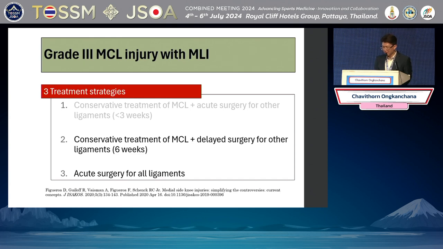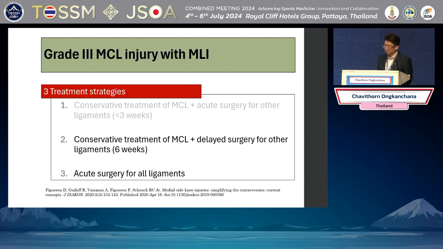Three treatment strategies have been proposed for this situation. The first one is to treat the MCL conservatively while performing acute surgery for the other ligaments. This strategy has decreased in popularity recently due to the discordance of the rehabilitation protocol between the MCL and the reconstructed ligament. Therefore, this one is not really a good choice.